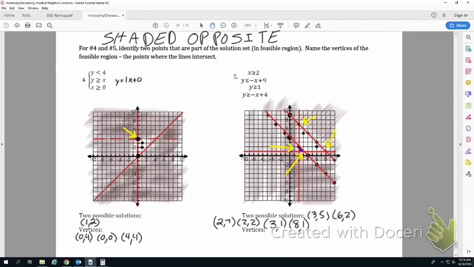So as far as the shading, I don't care which way you do it, whether you do it opposite or you do it with the sign. I do feel if there's at least 3 equations though, so a lot of times these graphs end up being a little bit cleaner if you shade opposite the sign.